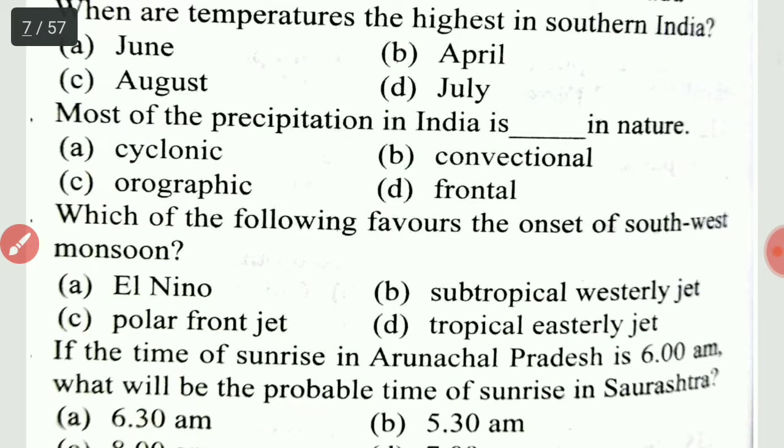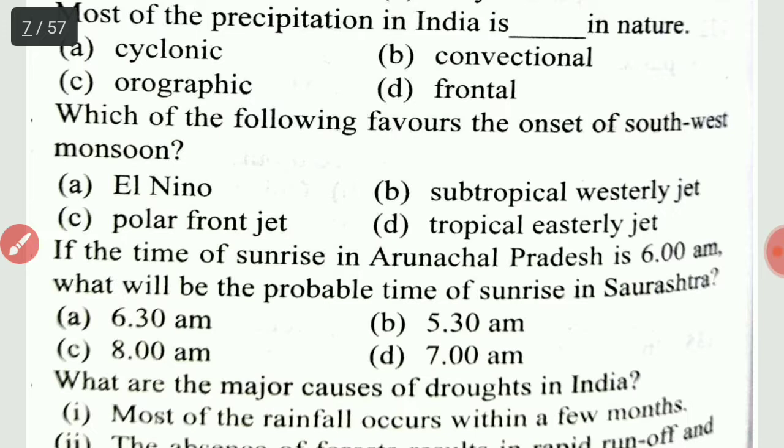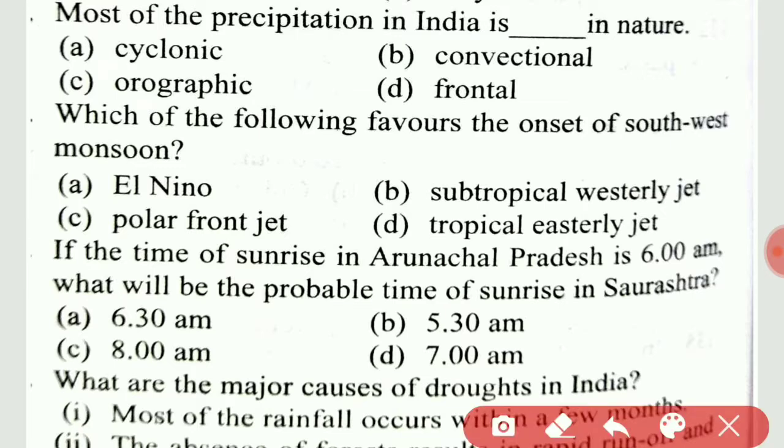Next, most of the precipitation in India is dash in nature. Very important question. The answer is option C, orographic. Which one of the following favors the onset of the southwest monsoon? The answer is option D, tropical easterly jet.